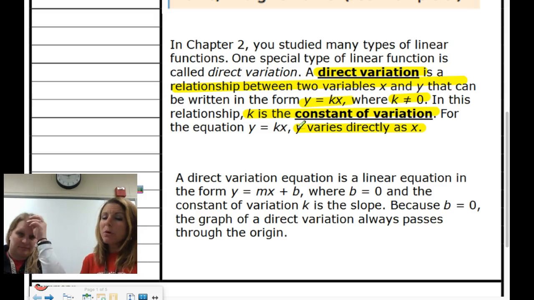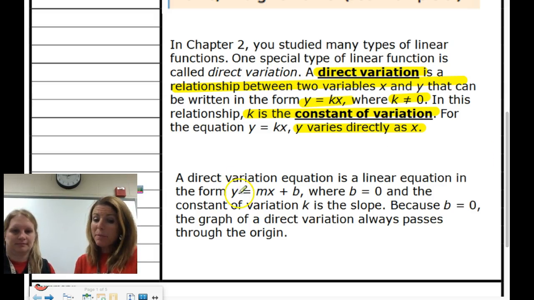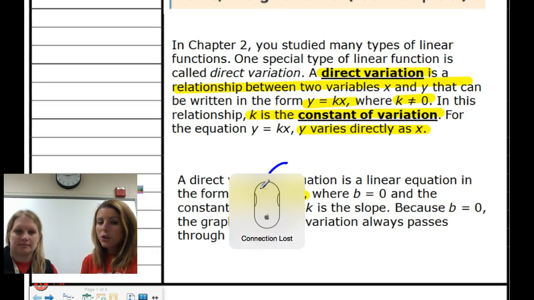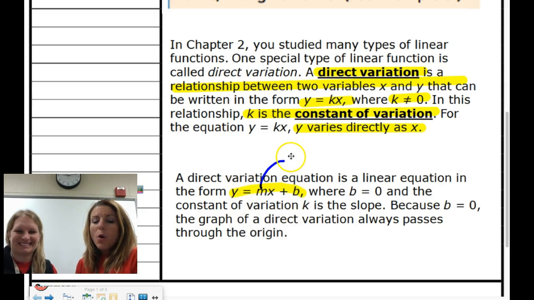The nice thing about direct variation is it's very similar to slope-intercept form, y equals mx plus b. We know in that equation, m is our slope, b is our y-intercept. So when we're graphing these direct variation functions, our k is our slope.